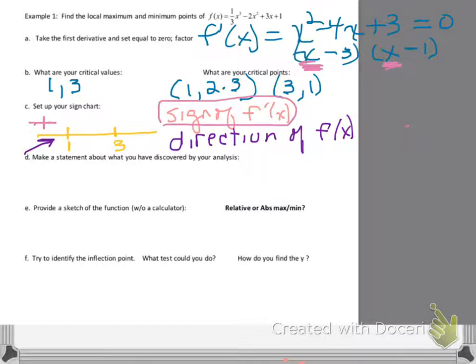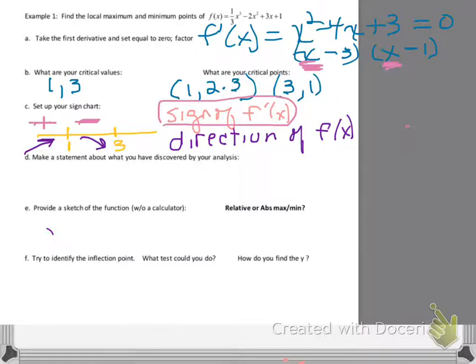So 2 minus 3 ends up being a negative 1, and 2 minus 1 ends up being a positive 1, and a negative times a positive is a negative. So my slope will be negative here. If my slope is negative, that means my function must be downward sloping. Okay, so now I have a slope that's negative, my function's going down or decreasing.